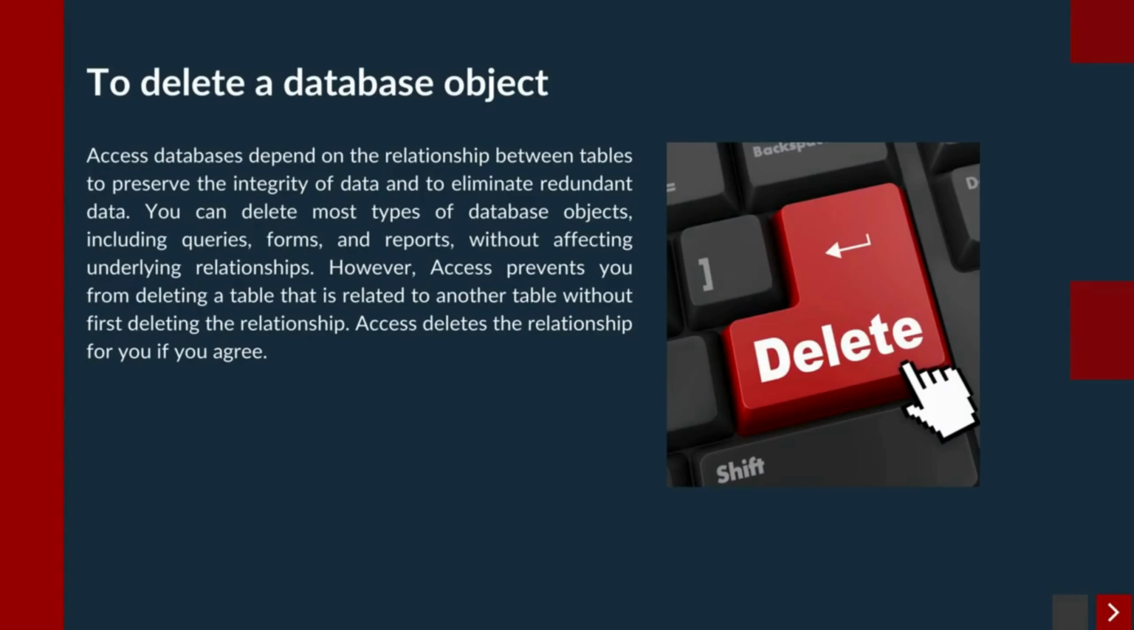Access databases depend on the relationship between tables to preserve the integrity of data and to eliminate redundant data. You can delete most types of database objects, including queries, forms, and reports, without affecting underlying relationships. However, Access prevents you from deleting a table that is related to another table without first deleting the relationship. Access deletes the relationship for you if you agree.